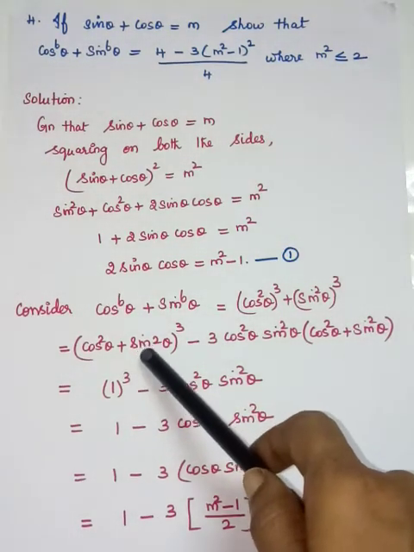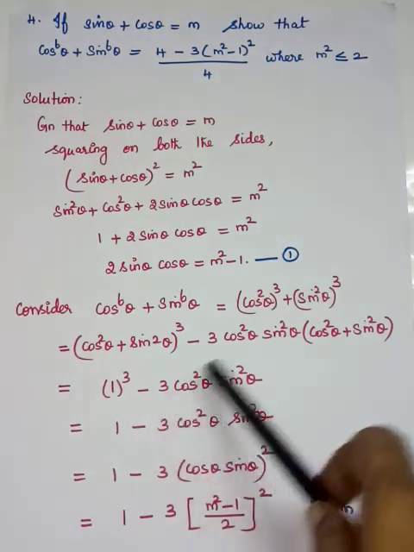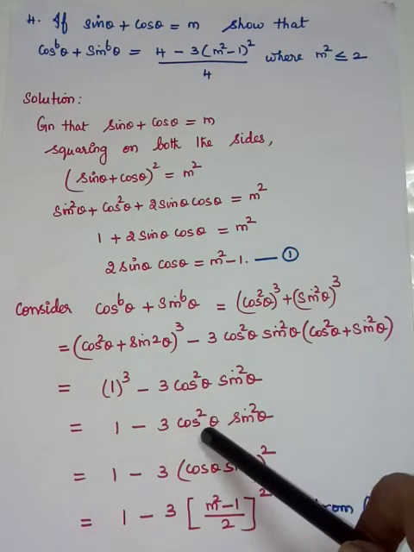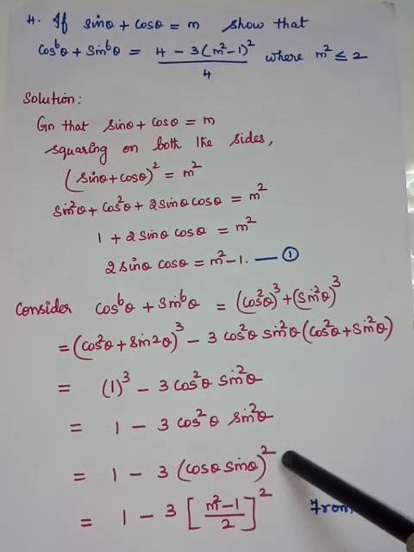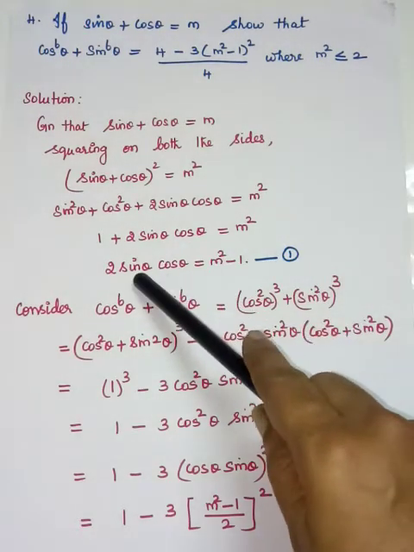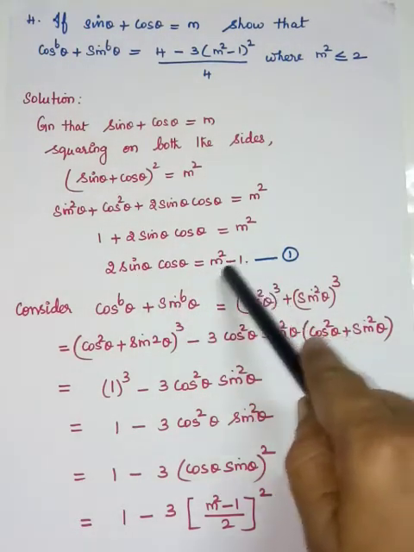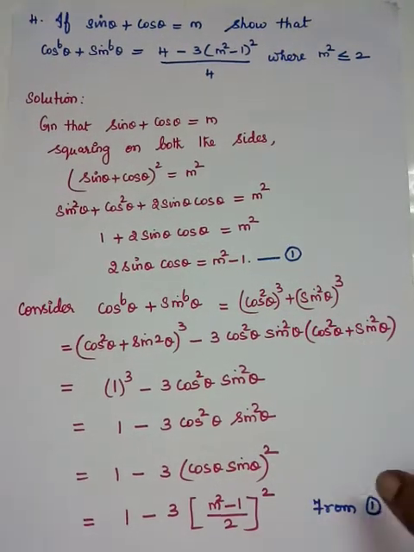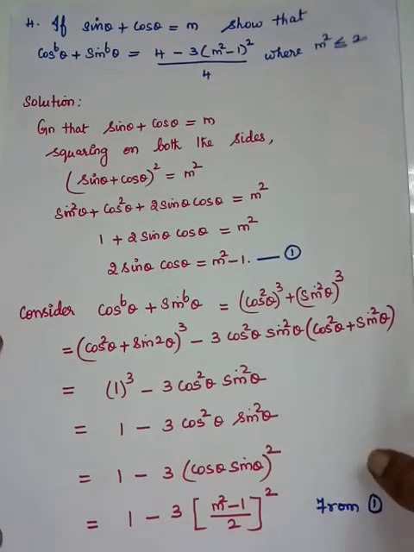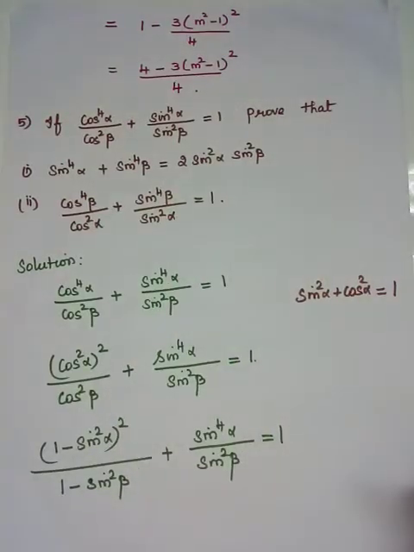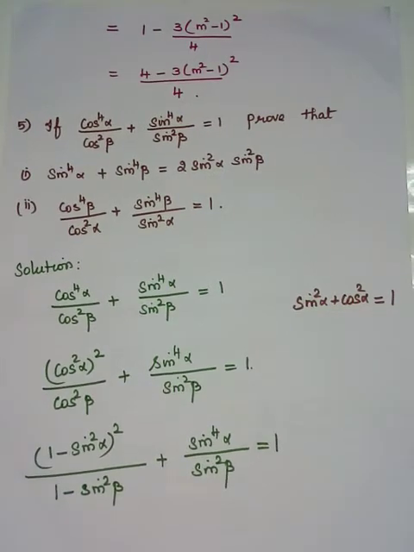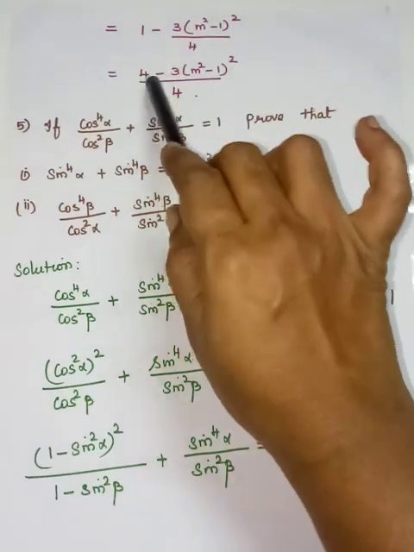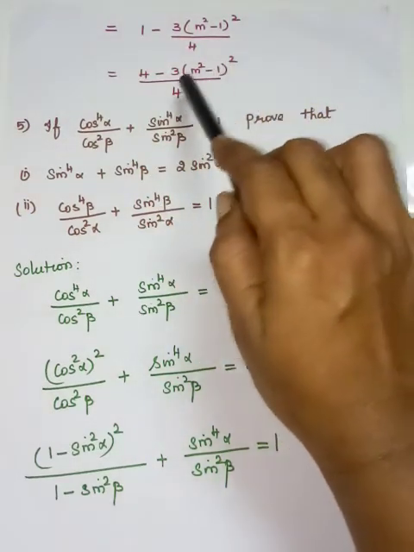So this identity is 1, so it is 1 cube minus 3 into cos squared theta sin squared theta. This also is 1. Here it will be written as (cos theta sin theta) the whole squared. So from this result, what is sin theta cos theta? It is (m squared minus 1) by 2. So when you substitute and square, what answer will you get? It is (m squared minus 1) the whole squared divided by 4. When you take the LCM, the answer is 4 minus 3 into (m squared minus 1) the whole squared by 4.